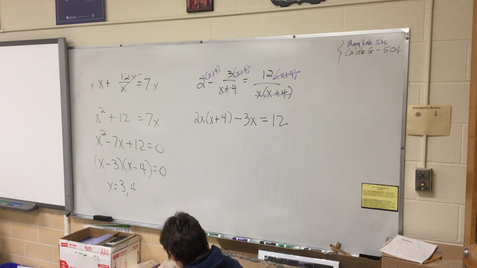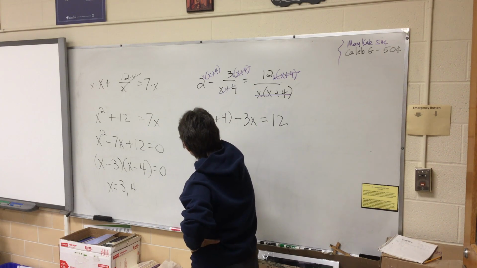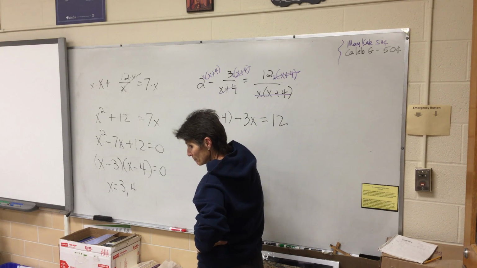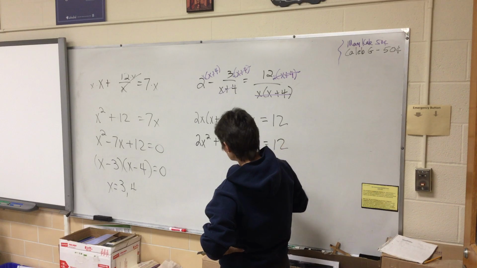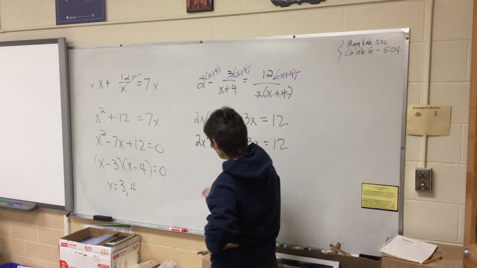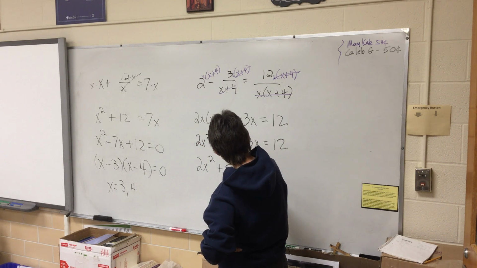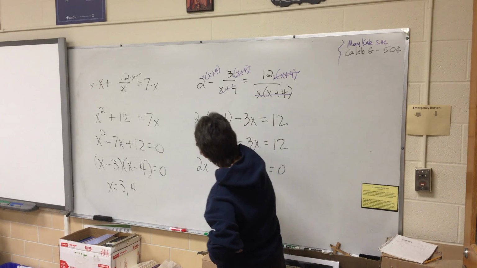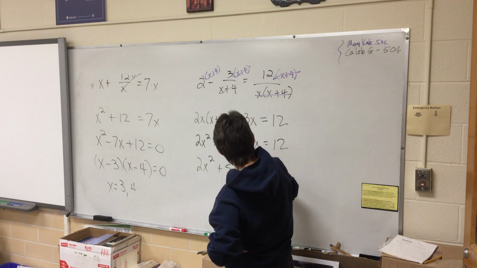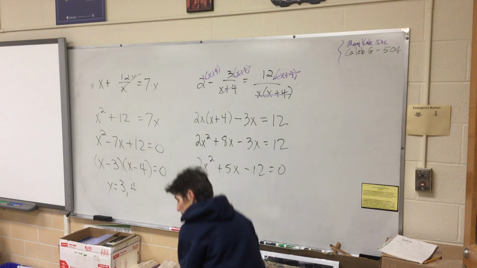All right, what have I got going on now? What's left here? What would I have? Two x squared plus 8x minus 3x equals 12. So 2x squared plus 5x, add those together, minus 12 equals 0. I distributed here, added these two together, and moved the 12 over.